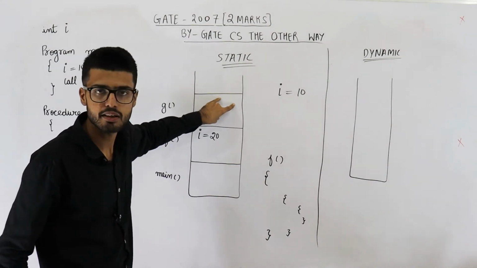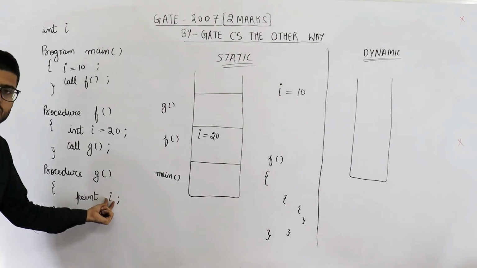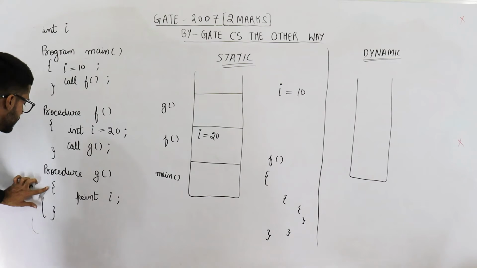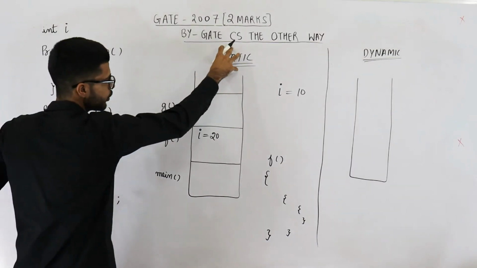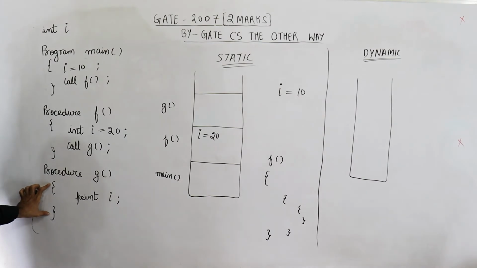Can you find any I here? No. It is clear from this code also, I is being used, but it is not declared inside these brackets. So what has to be done? Static scoping says, look outside of these pair of brackets. That means come out of this level of brackets or come out of this block.